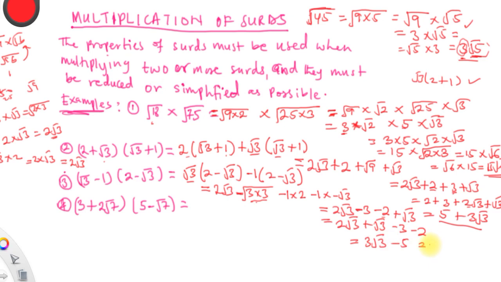Have you seen? This is the same as, I can write it as minus 5 plus 3 root 3. The same. So this is the final answer. It can be written as this. Yes, so don't get confused. Okay? Fine. So that is it.